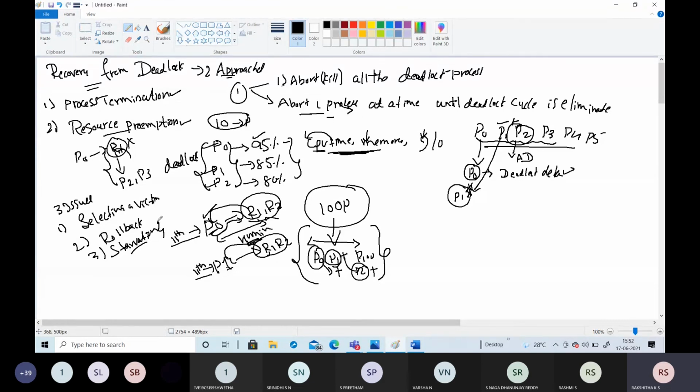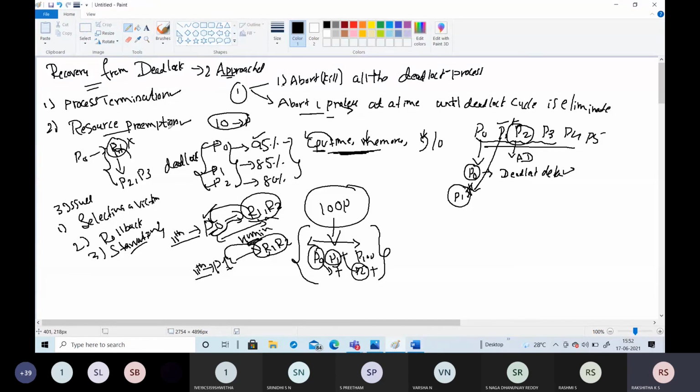So this is about recovery from the deadlock. Here we have used two different approaches: first is process termination and second is resource preemption. In process termination we have seen two different sub-techniques. One is to abort or kill all the deadlocked processes, and the second is to kill one process at a single time and again apply the deadlock detection algorithm, checking for a cycle, to see if there is any deadlock or not. We have seen the disadvantages of both techniques.